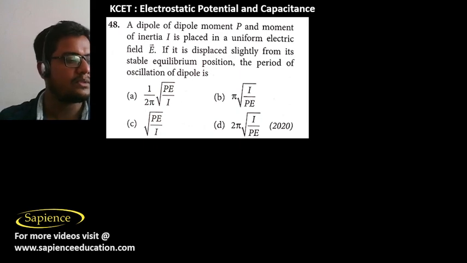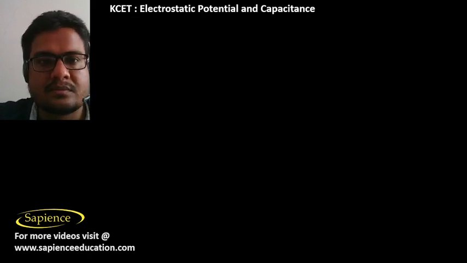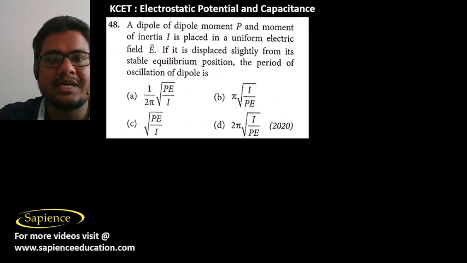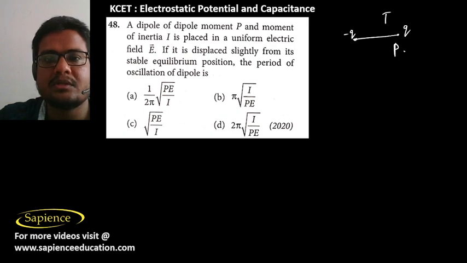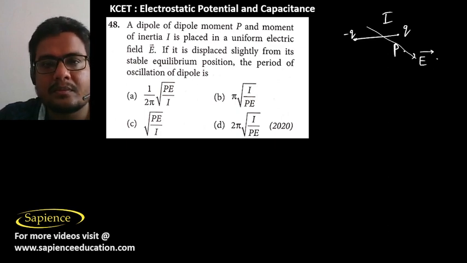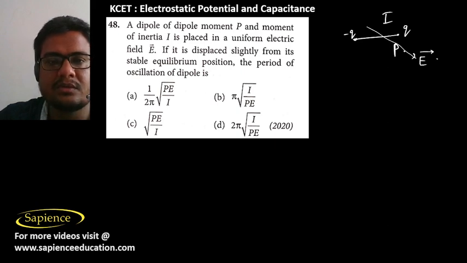Then in question number 48, it is told: a dipole of dipole moment P and moment of inertia I. So one dipole is there, which is minus Q, plus Q, and it has dipole moment P and moment of inertia I. It is in a uniform electric field E. If it is displaced slightly from its stable equilibrium position, the period of oscillation of the dipole is.